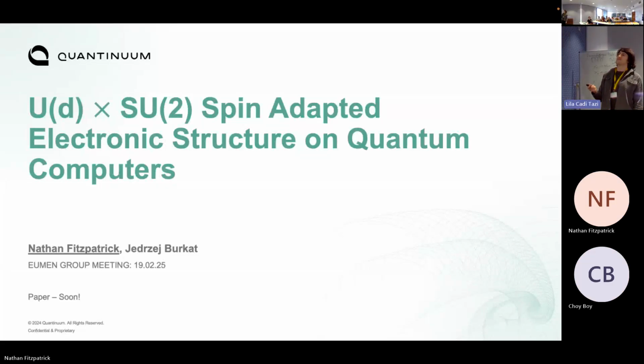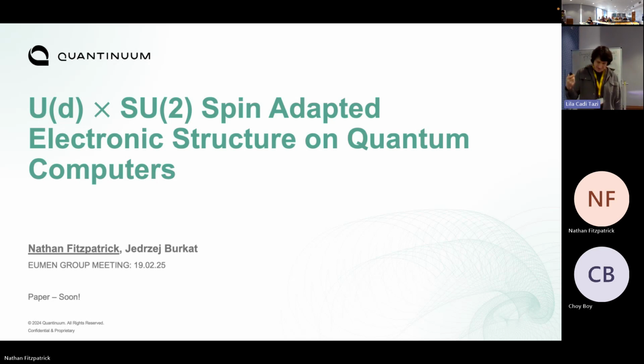Okay, so hello everyone. This is going to be, I guess, part two of this. It should be the last lecture. I think I should be able to squeeze everything in today on spin-adapted electronic structure, this new recipe for spin-adapted electronic structure on quantum computers. We use representation theory, in particular this group product of U(D) cross SU(2).